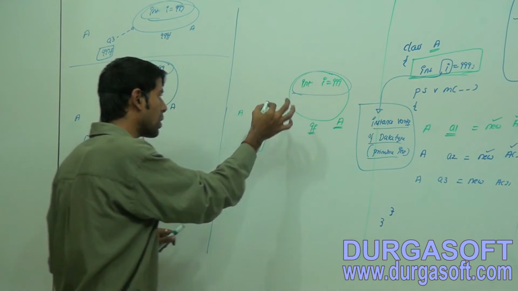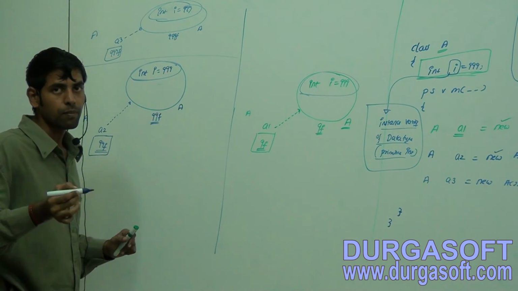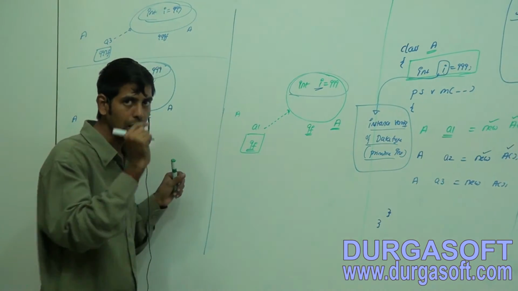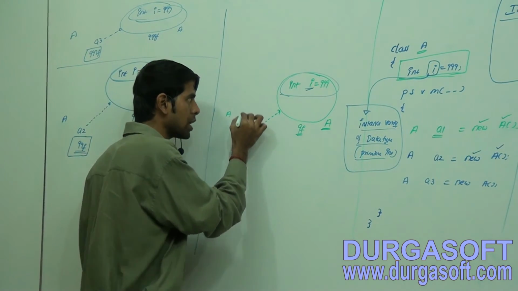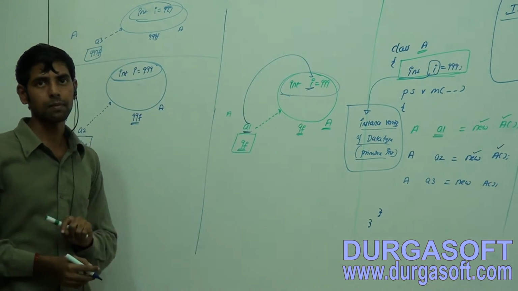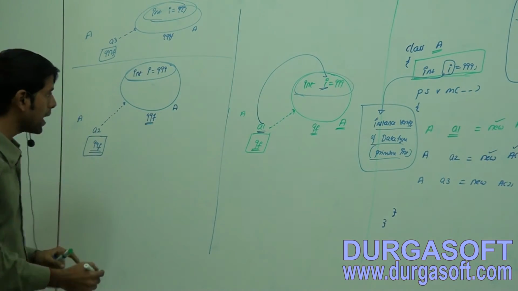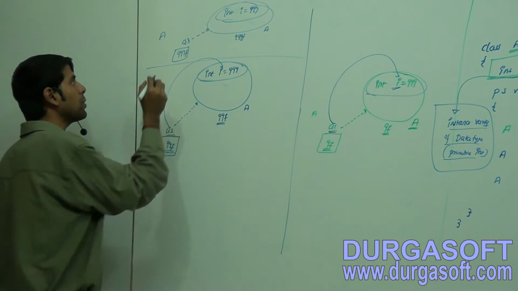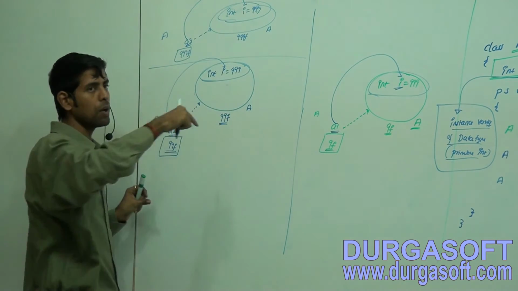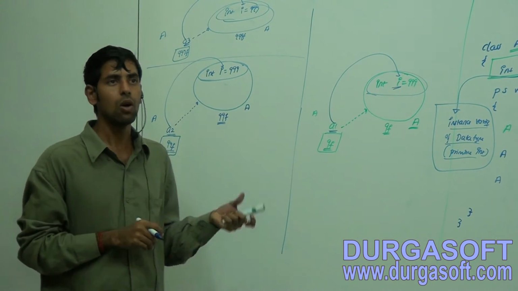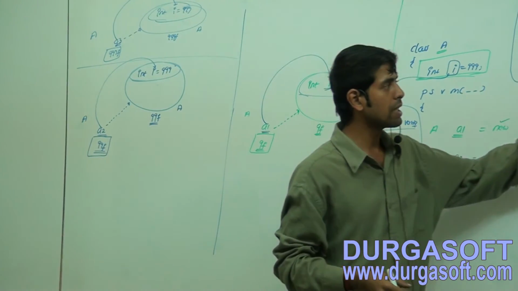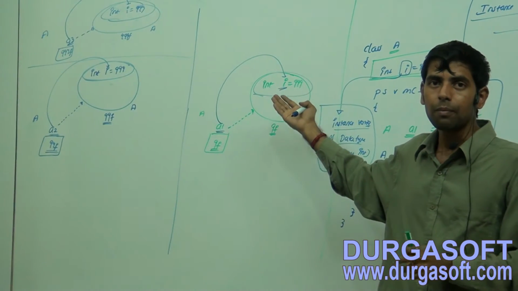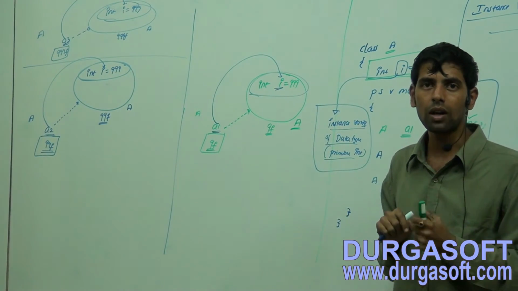If this is the pictorial representation in our memory, then I can access the I variable value on this reference. A dot I should give 999. Yes or no? If I access A2 dot I it should give 999, and A3 dot I should give 999 as the answer. If this is the technical definition, then this pictorial representation must be there, yes.